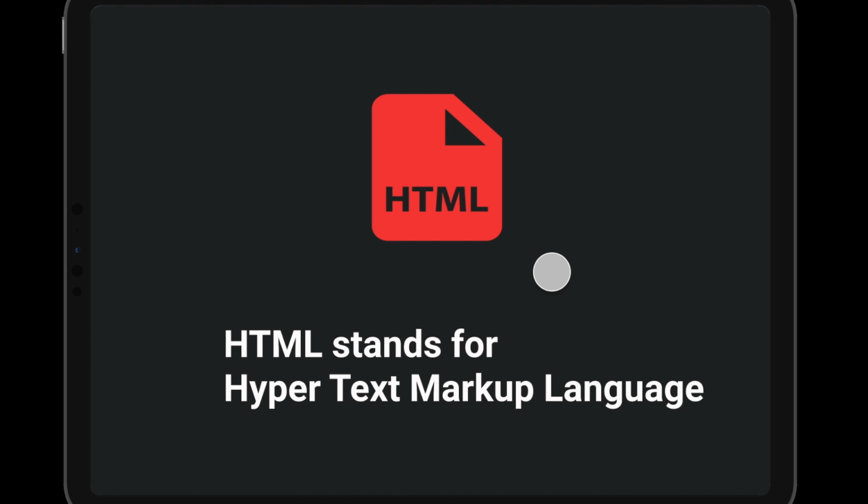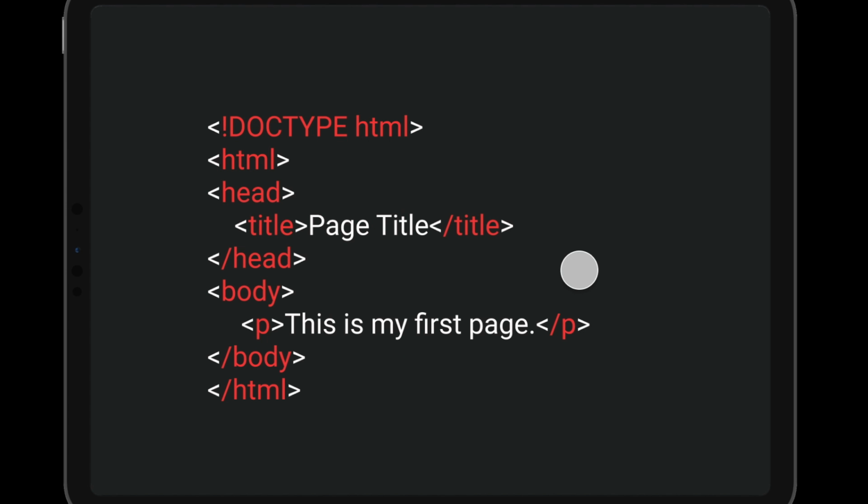And these elements are called tags. Basically, they are surrounded by angle brackets. HTML tags are written in pairs which have a start tag and an end tag. So let's see an example of HTML file code.